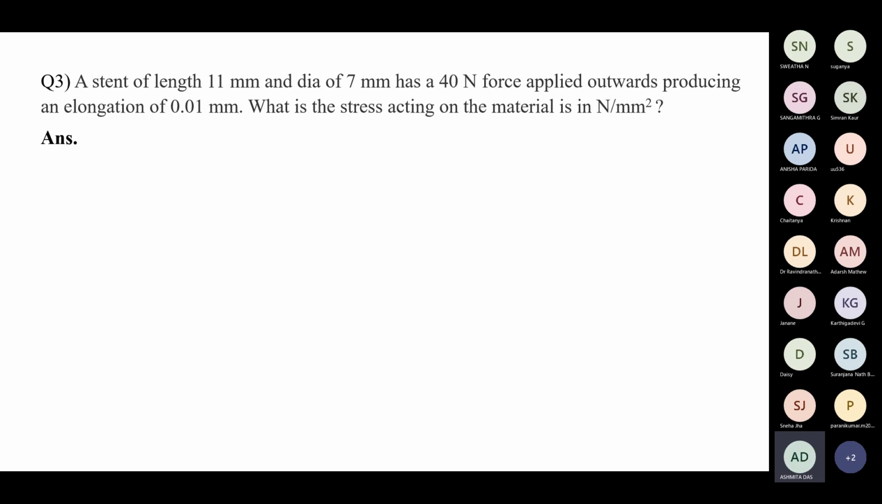A stent of length 11 millimeter and diameter of 7 millimeter has a 40 Newton force applied outward, producing an elongation of 0.01 millimeter. What is the stress acting on the material in Newton per millimeter square? I request all of you to solve this question, and whoever gets the answer, please raise your hand. I'll ask.